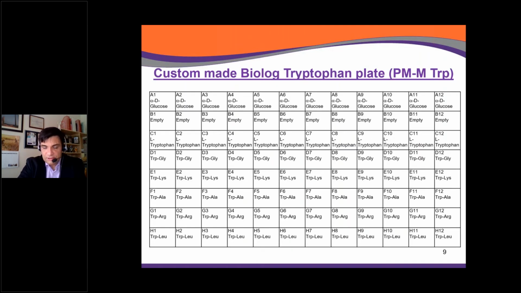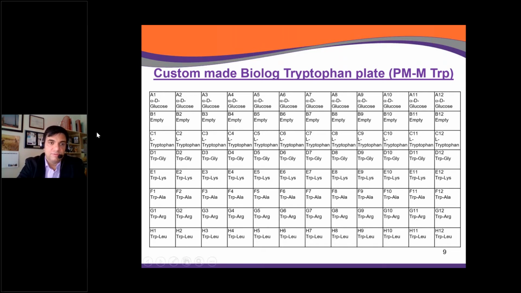Therefore, we decided in collaboration with Biolog to develop a custom-made plate focused specifically on tryptophan. As you can see, we have basically one unit of 8 wells vertically that is repeated 12 times. In this unit, we have glucose as a positive control because it always provides a strong energy source. We have an empty well, so no energy source provided, which is a sort of a negative control.